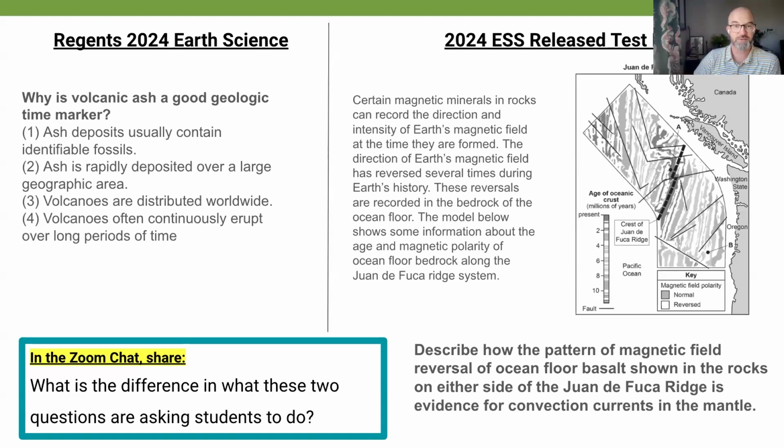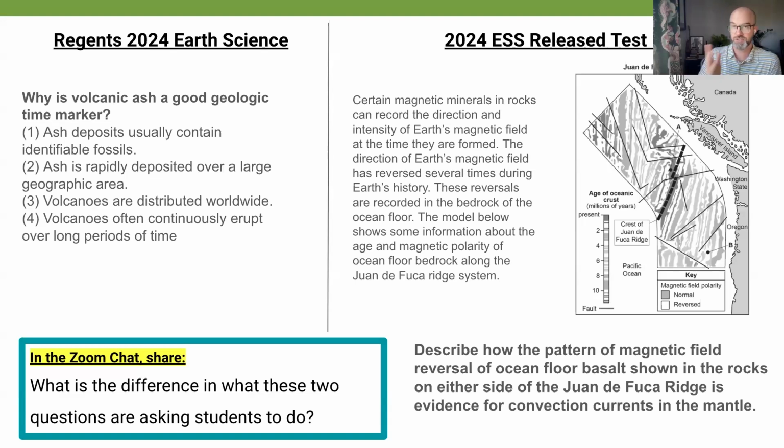And so for this question, students have to analyze data from the image that was given, and they have to cite that as evidence to explain how the convection currents in the mantle are evidence for the pattern of magnetic field reversal of ocean floor basalt. This is a really, really complicated question.